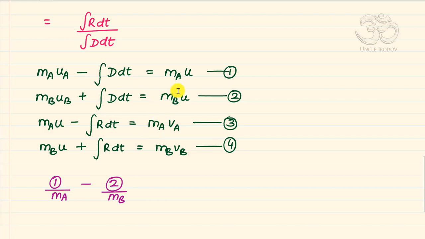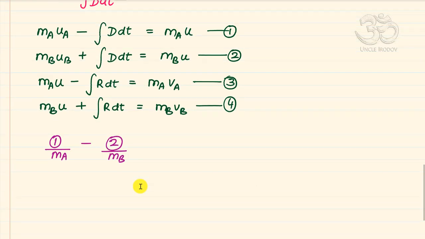So when you try to divide the RHS here by ma and the RHS here by mb, only u and u will be left, and when you subtract, those two u's will be gone. So you will get ua and ub in the expression, and you will get integral of d dt in the expression. That's alright, because we want the answer in terms of ua, ub, va and vb, but we don't want the answer in terms of this u, because this u we have no clue what it is. So what will that give us?